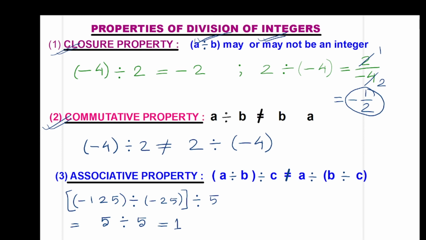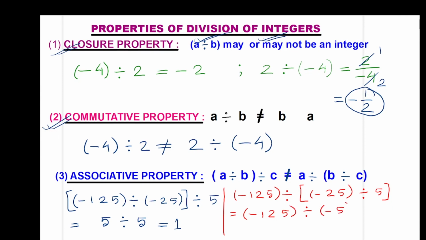Again, suppose minus 125 divided by, minus 25 divided by 5. Then what answer will we get? Divided by minus 5. When we divide minus 125 by 5, we get 25. So here 25, here 1. Answers are not the same. That is why integers do not satisfy the associative property under division. Okay. Next.